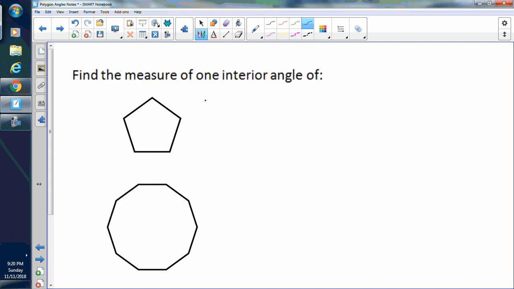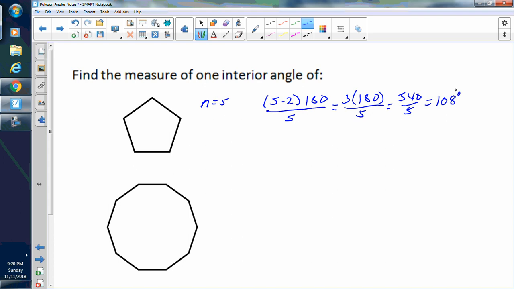So on this one, there's 5 sides. So the measure of one interior angle is going to be 5 minus 2 times 180 divided by 5. So that's 3 times 180 divided by 5. So that's 540 divided by 5. Turns out to be 108. So in this regular pentagon, each of these angles is 108.